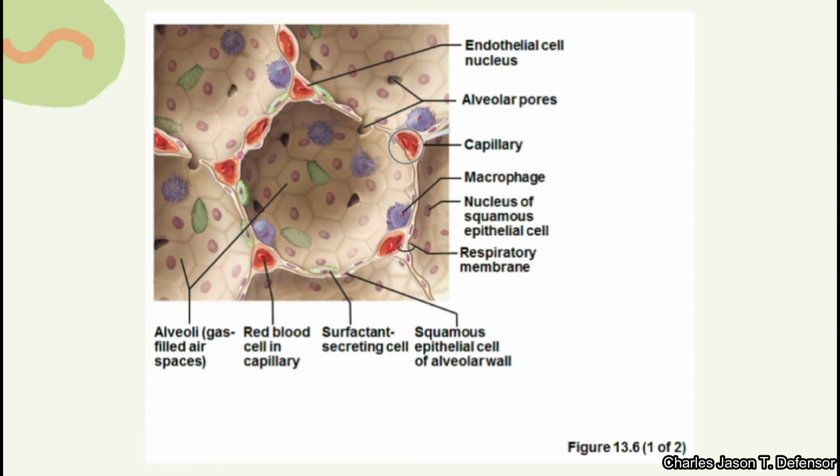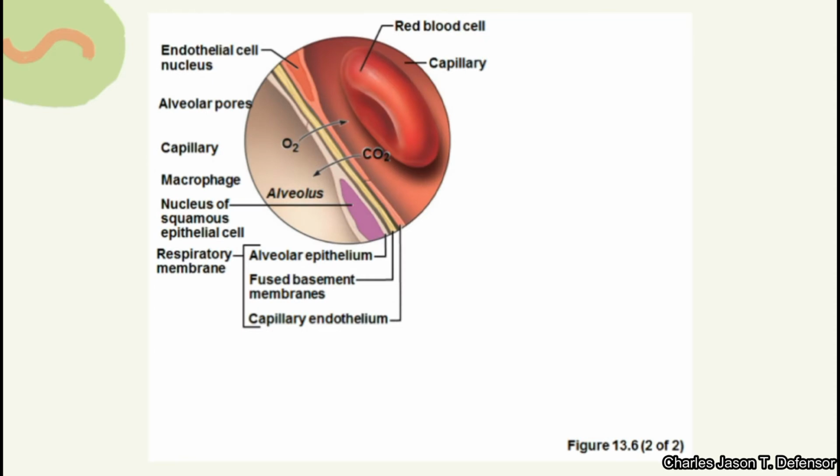Squamous epithelial cell of alveolar wall allows the gas exchange. Surfactant secreting cell reduces the surface tension of air and lungs. Red blood cells in capillary capture oxygen. And alveoli, gas-filled air spaces where the gas exchange occurs. For a much closer view of the respiratory membrane, again, we can see the endothelial cell nucleus. It controls the flow of blood into and out of the tissue.